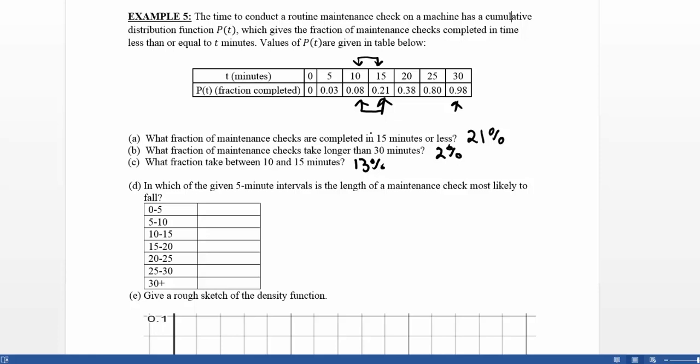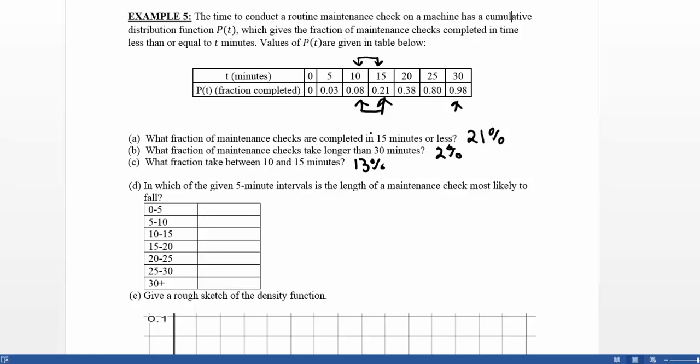Part D. In which of the given 5-minute intervals is the length of maintenance check most likely to fall? So now what I need to do is I need to take the information I have from my cumulative distribution function, and I need to rework it to go back into a density function. So I need to look at how much I'm adding in each interval to figure out what fraction of the maintenance checks fell in each interval.